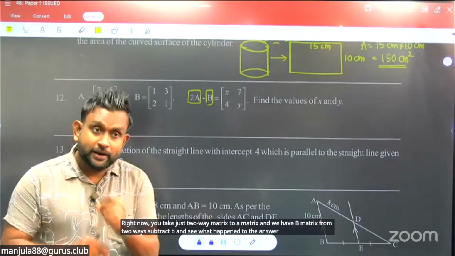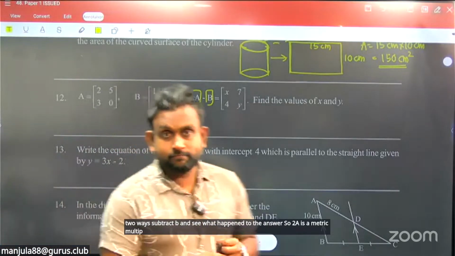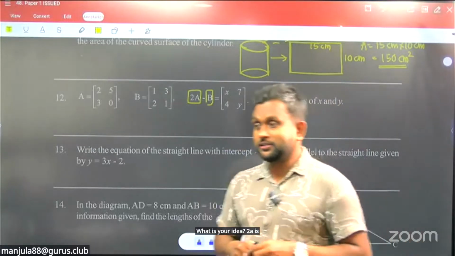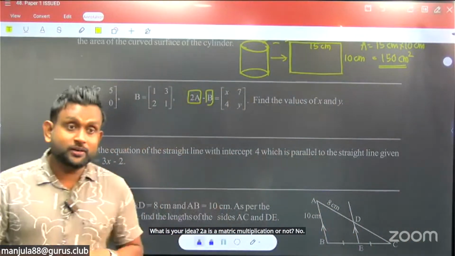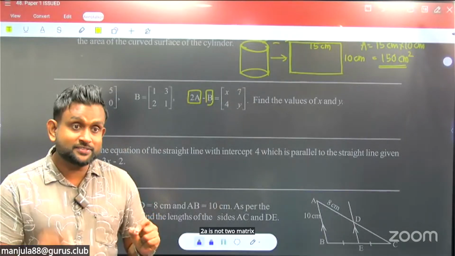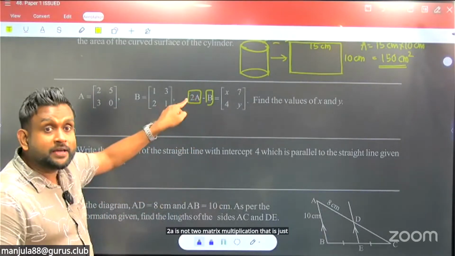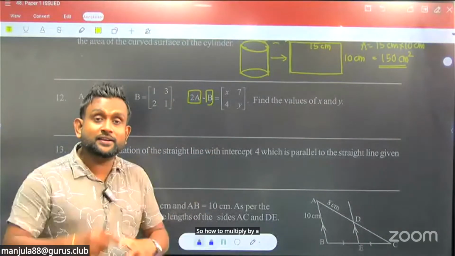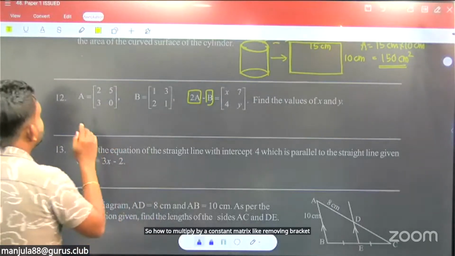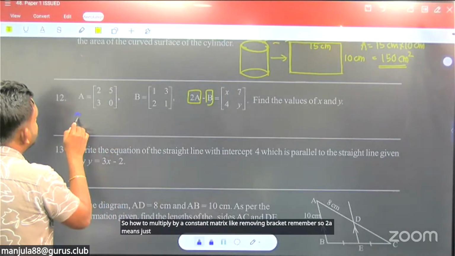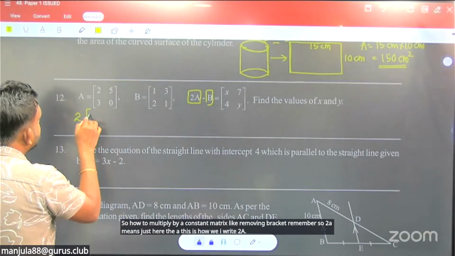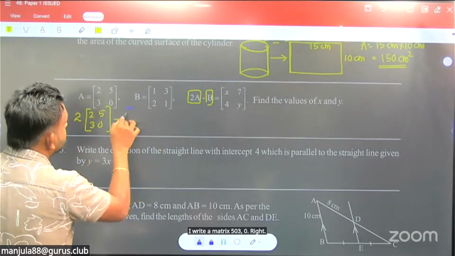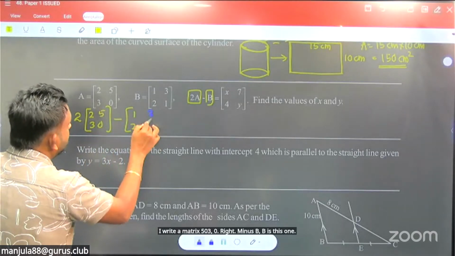So is 2A a matrix multiplication or not? What is your idea? No. 2A is not a two-matrix multiplication. That is just matrix A multiplied with the constant 2. So how to multiply a matrix by a constant, like removing brackets, remember. So 2A means just here the A, this is how I write 2A. I write A matrix 5, 3, 0, minus B. B is this one, 1, 2, 3, 1.